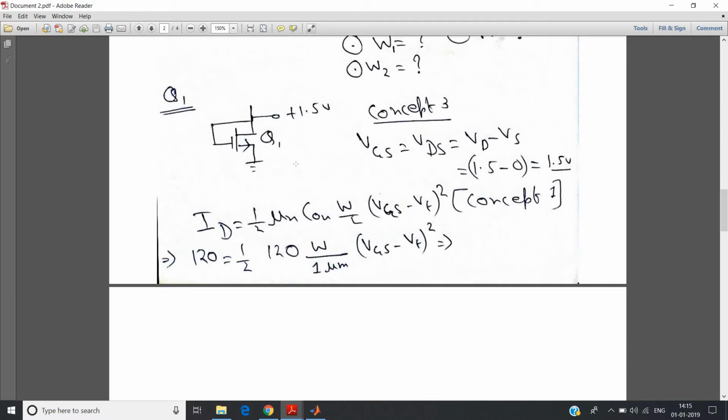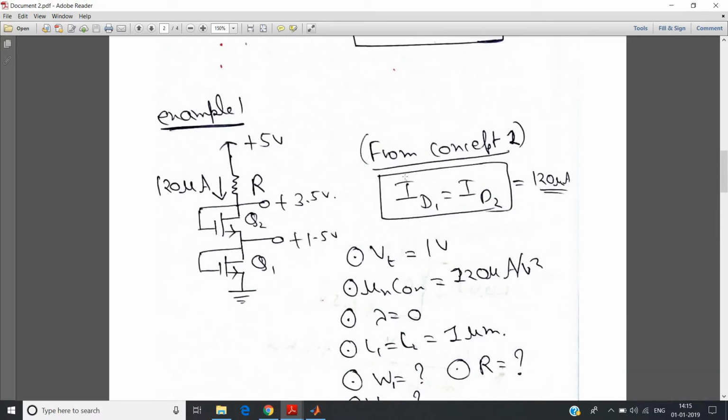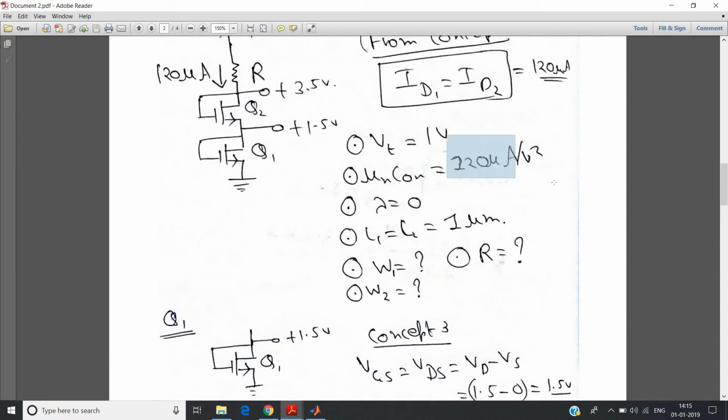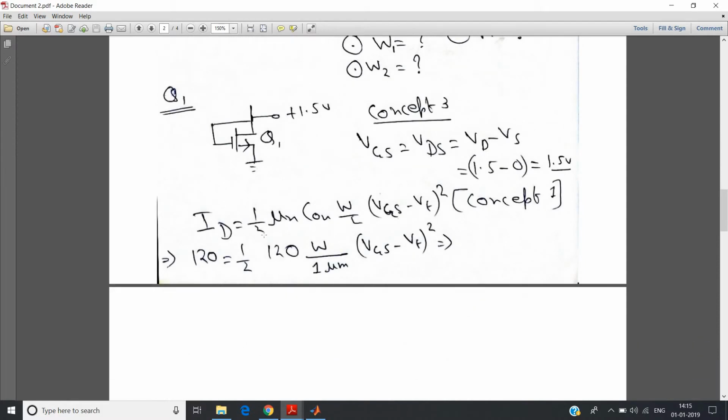Now as this is a diode-connected MOSFET, the saturation region current formula is applicable. So from concept 1, I told you ID equal to half into mu n into COX into W by L into VGS minus VT whole square. Now our aim is to calculate the width W for this NMOS, right? So ID, the drain current flowing through the Q1 MOSFET, I already told you from concept 2, ID1 equal to ID2 equal to 120 microampere, right? So substitute ID equal to 120 microampere, half into mu n into COX. Mu n into COX is already given in the question. See here, mu n into COX is 120 microampere per volt square, right? So substitute mu n into COX.